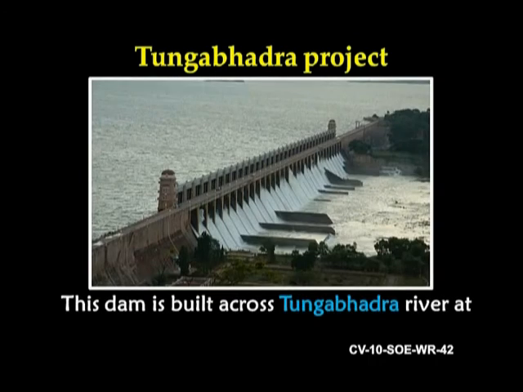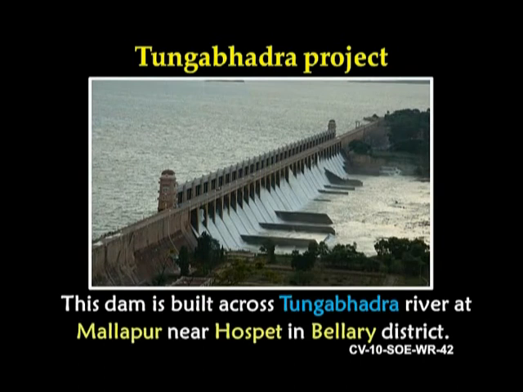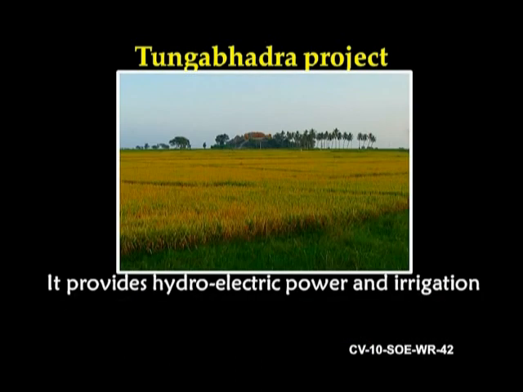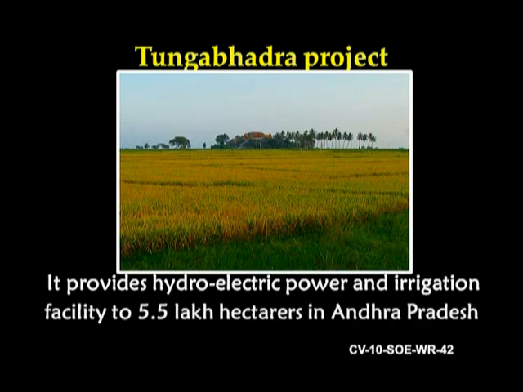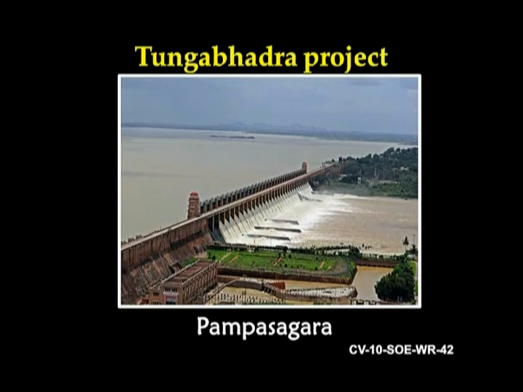Now let's move on to the next project, which is Tungabhadra Project. This dam is built across Tungabhadra river at Mallapur near Hospet in Bellary district. It provides hydroelectric power and irrigation facility to 5.5 lakh hectares in Andhra Pradesh and Karnataka. The reservoir is called Pampa Sagara.